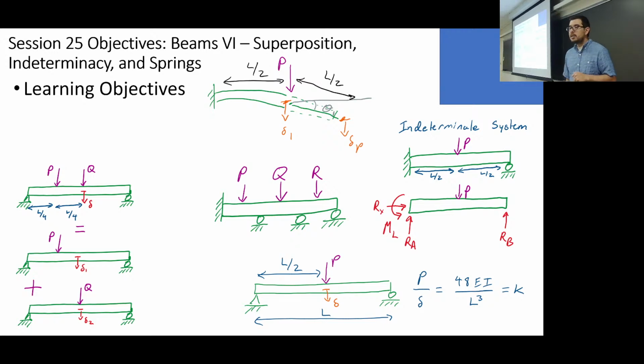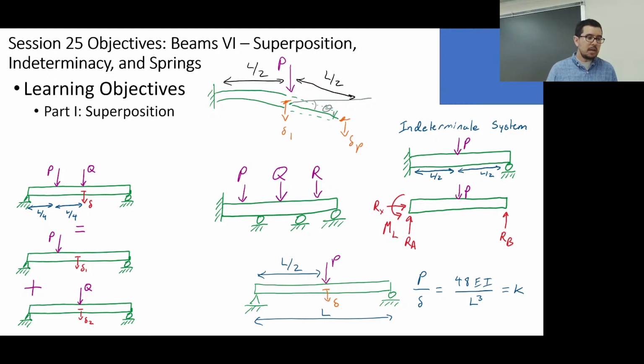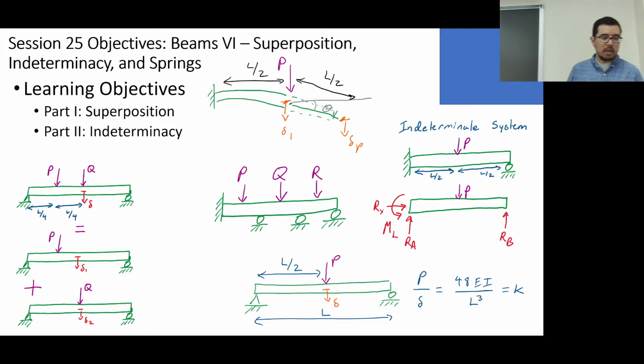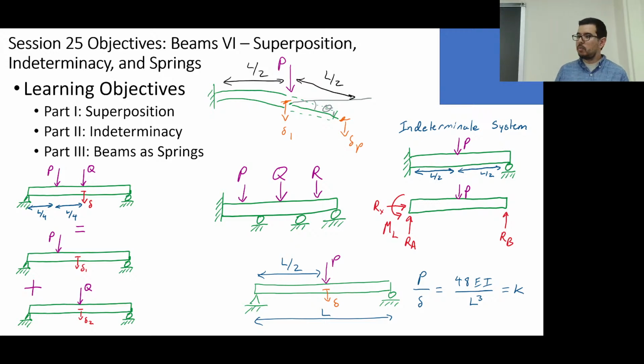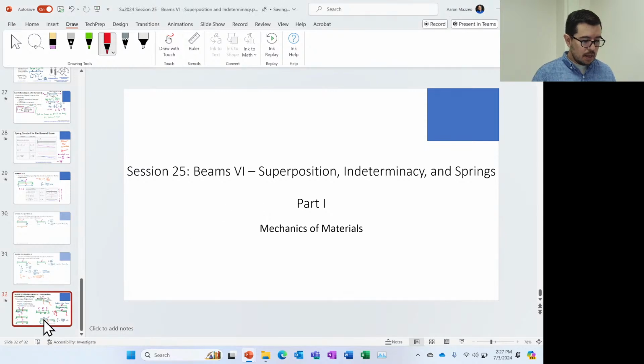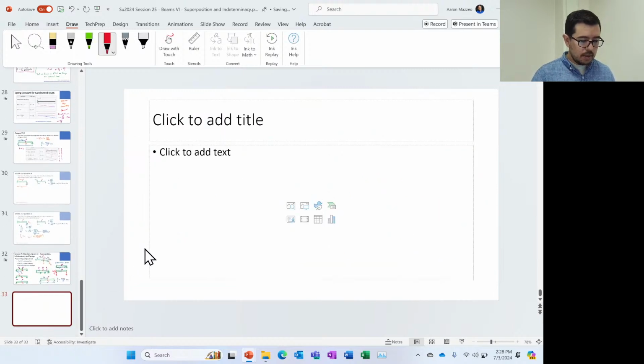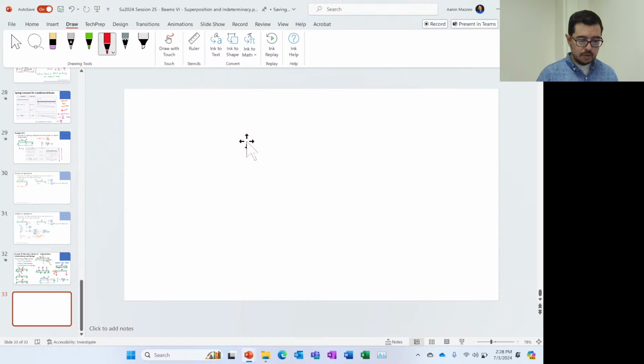So this is it. This is the end of the class. All right. And today we talked some about superposition, talked about indeterminacy, and we talked some about beams as springs. Okay. And if you'll forgive me, I like to do 2 things though. One, I just like to talk about with you what you think we've learned in this class. Okay, what have we learned?